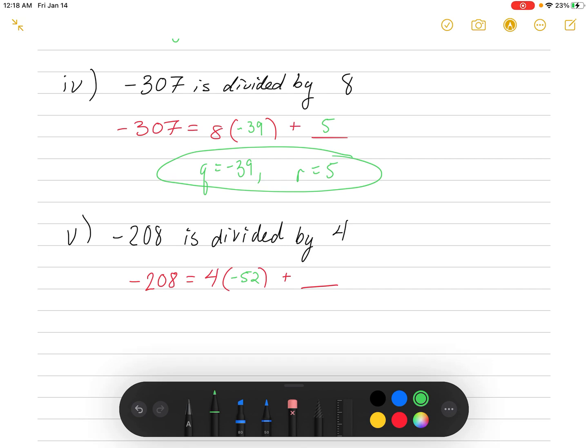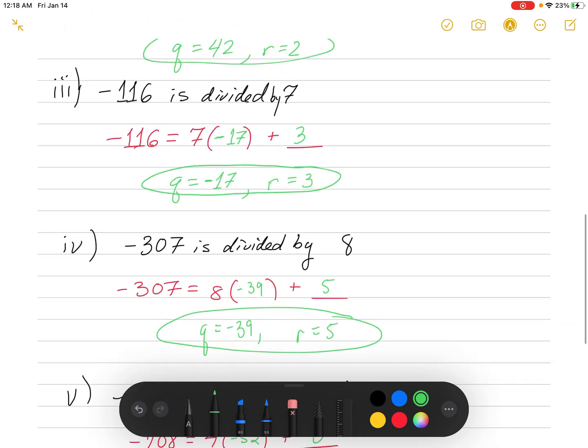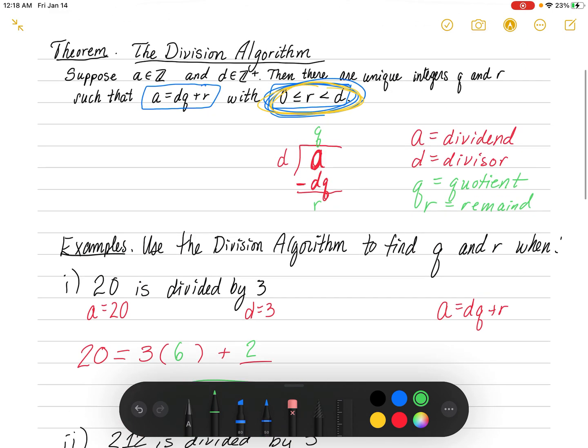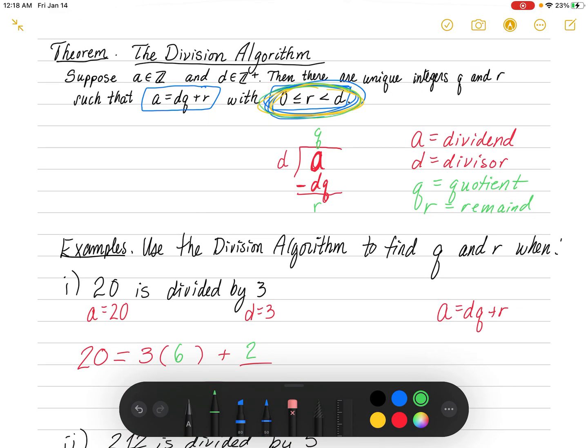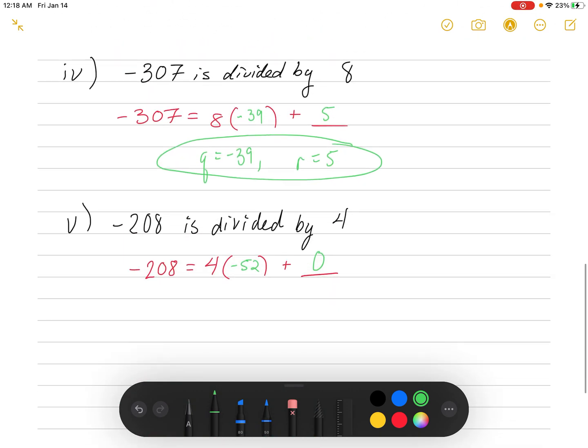So the remainder here is going to be 0. No remainder at all. Well, there is a remainder of 0. So that's perfectly good to have a remainder of 0. Remember that your remainder can be 0, right? If you go back and look, the remainder has to be greater than or equal to 0. It could be 0, and strictly less than the divisor, which in this case is 4. So we got the quotient is minus 52, and the remainder is 0.